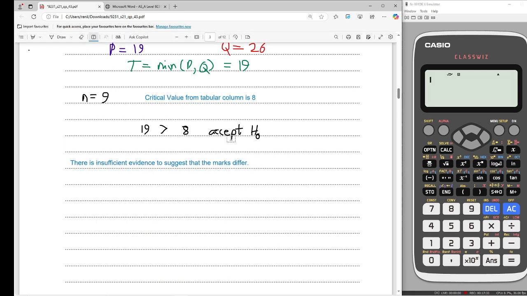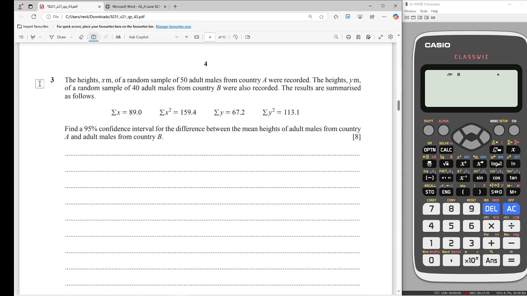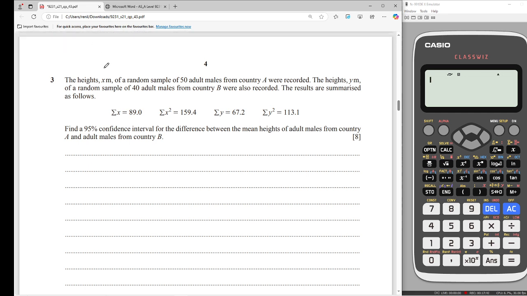That's our conclusion. Okay, moving on, we have another inferential statistics based question, and this is a two sample test, so this is going to be a bit more harder. So we have here a random sample of 50 from country A, which is represented with X. So that means the number of samples for X equals 50.